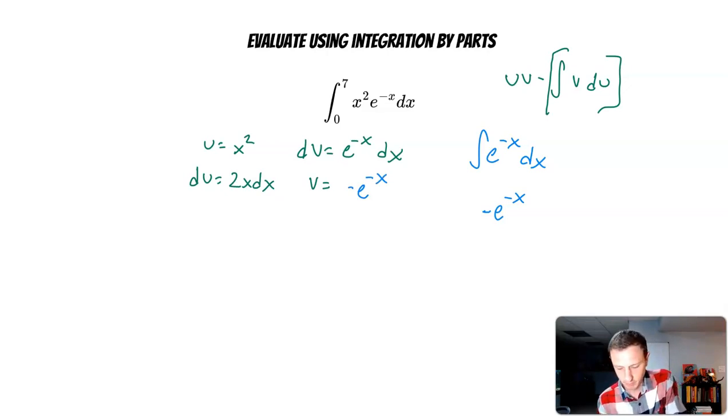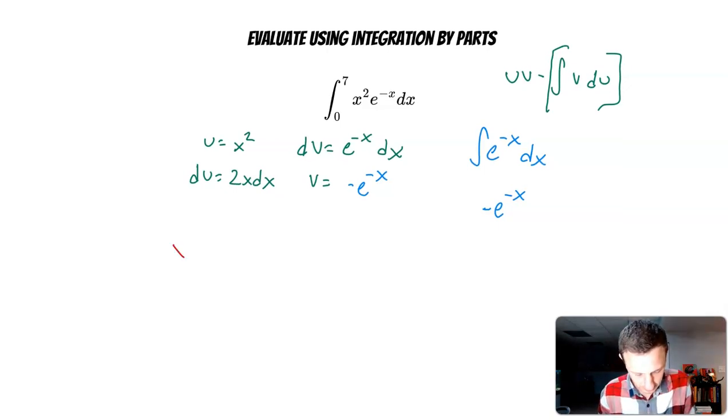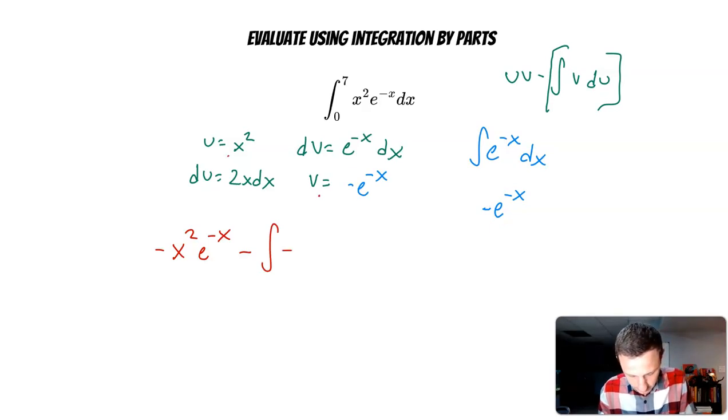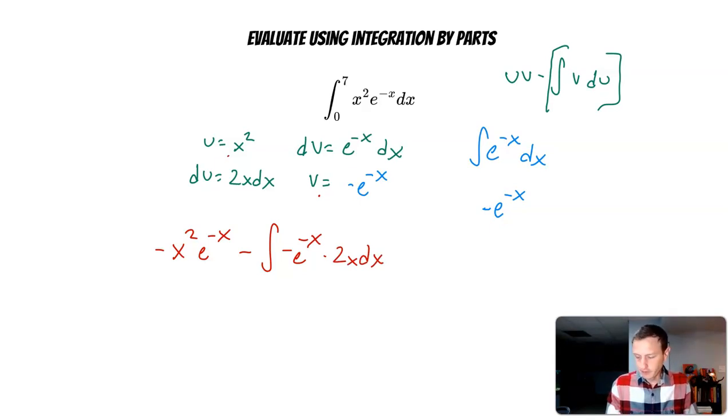Now let's put everything back into the integration by parts. So uv is x squared times negative e to the negative x. I'm going to just put the negative out in front there. That's uv. Minus the integral of v du. So it's going to be negative e to the negative x times du, which is 2x dx. I know I wrote that kind of weird, but I'm just trying to save myself a little bit.